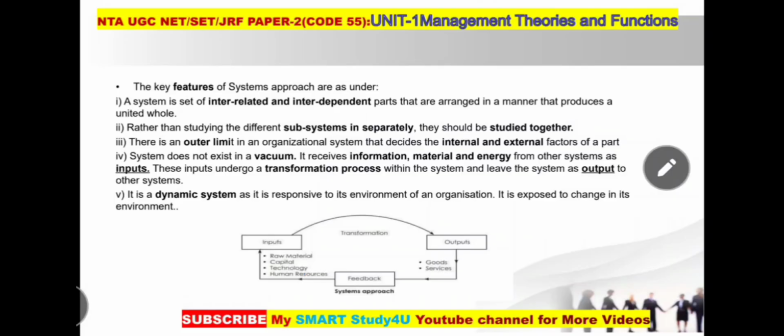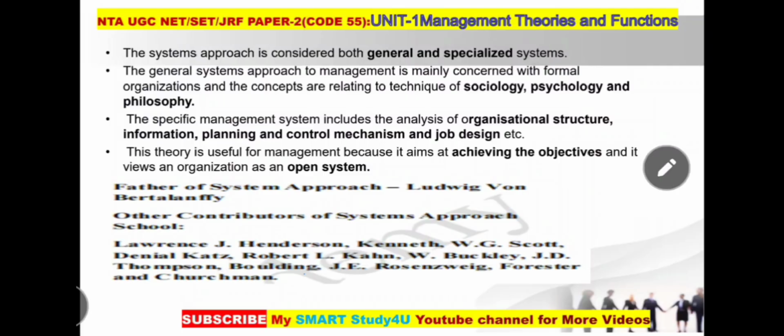It is considered both a general and a specialized system. The general system approach means management concerned with formal communication. Specific management system means analysis of organization structure, information, planning and control mechanisms and job design.